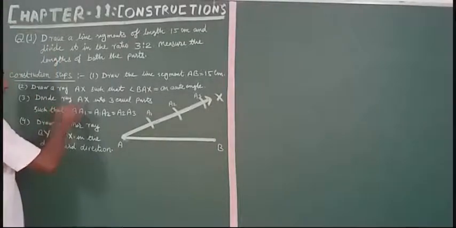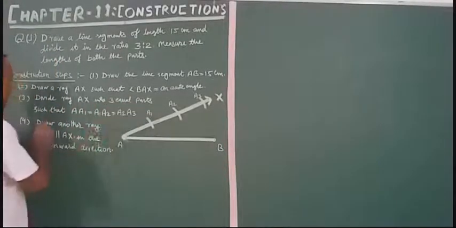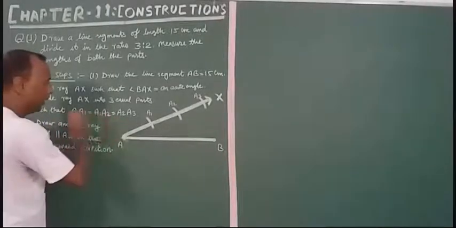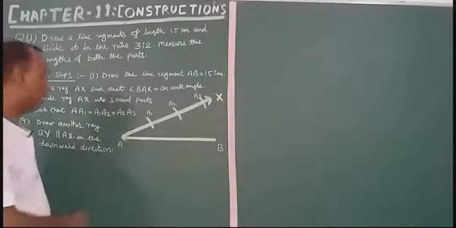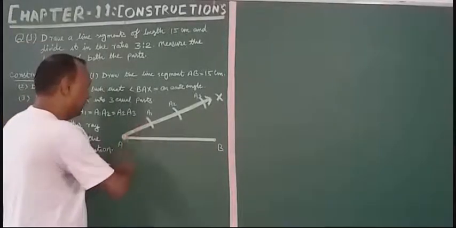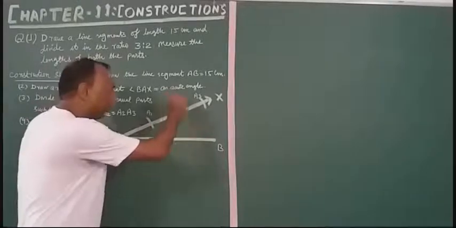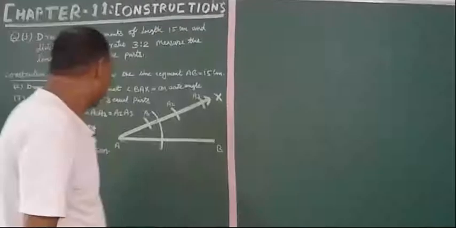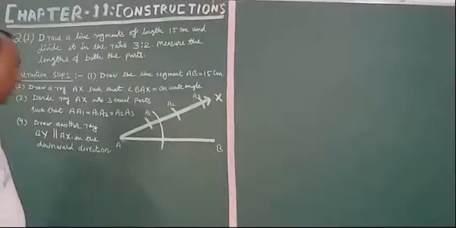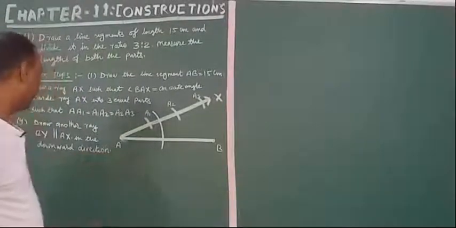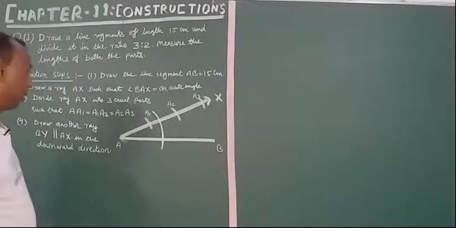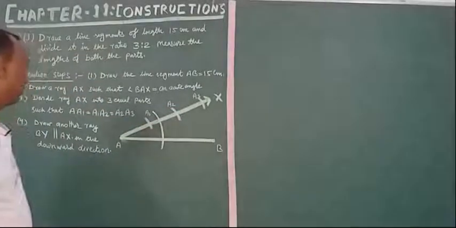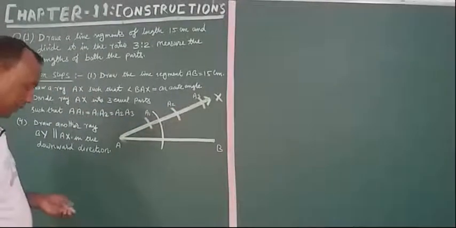Now divide the ray AX into 3 equal parts such that AA1 is equal to A1A2 is equal to A2A3. All these parts will be equal. Now the next step, step number 4, we will draw another ray BY parallel to AX, in the downward direction.